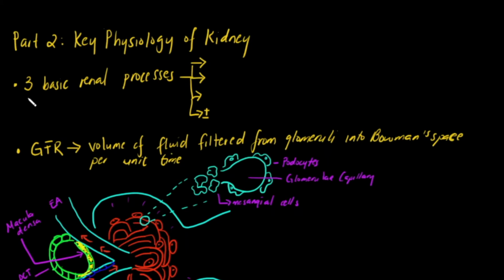Okay, so there are 3 basic renal processes. Remember session 1, we were talking about mainly the pure anatomy. Now we're talking about more of the physiology. There are 3 basic renal processes that you need to know. Remember, there's glomerular filtration. Then you have tubular reabsorption, which we have already defined in session 1. And then we have tubular secretion. Remember, tubular secretion is a movement from your peritubular capillaries to your tubular lumen.